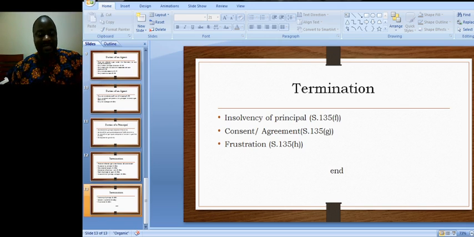And then lastly is frustration. And that is under section 135. Meaning that an act can happen which is out or beyond the control of both parties. For example, if A instructs B to sell his house, and before B sells off the house, it is involved in a fire. That fire is an act of frustration which ends up frustrating the business, and then the two parties can terminate the agency.